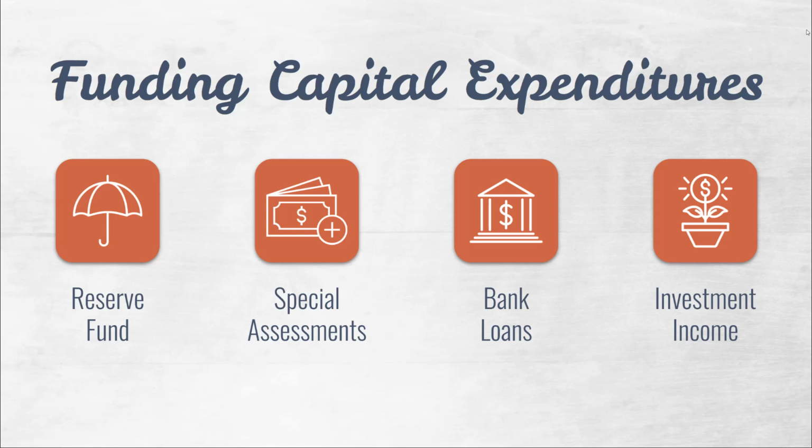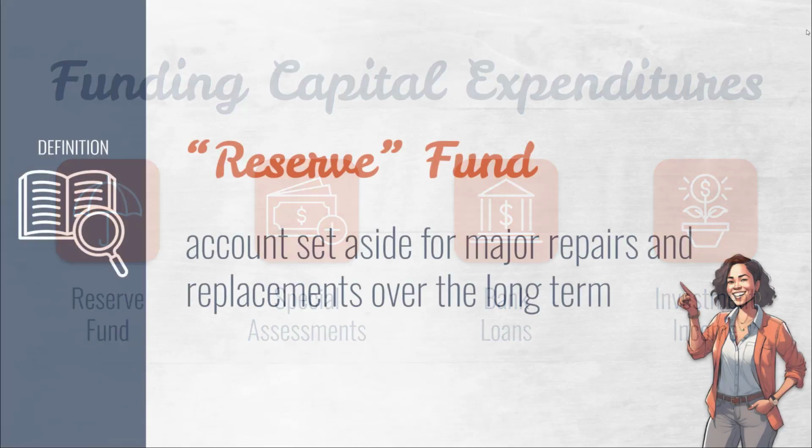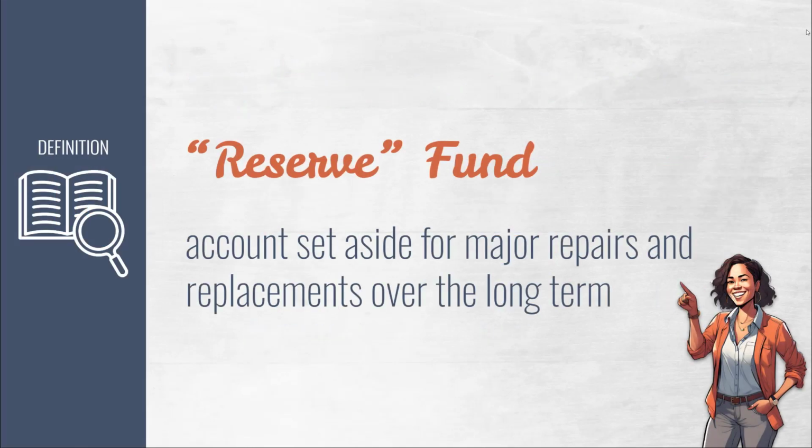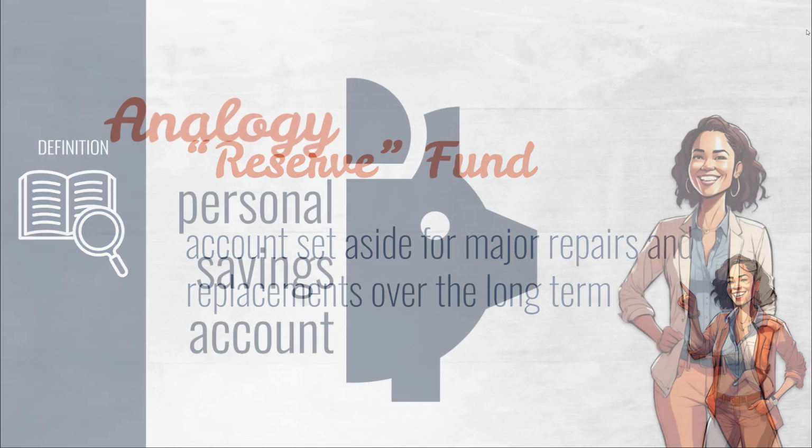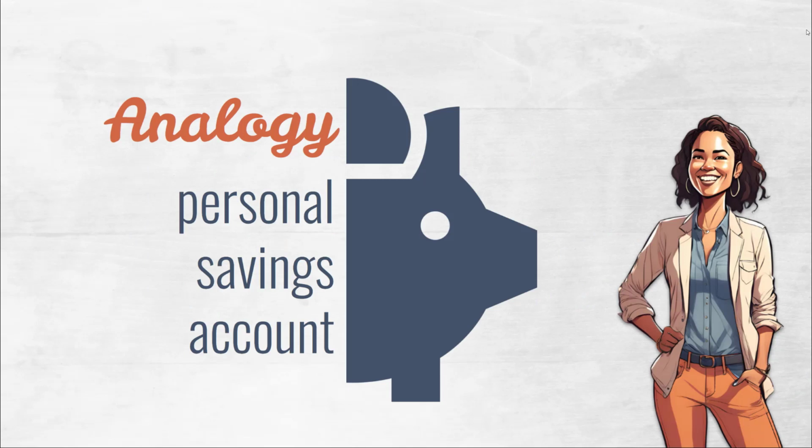That brings us to a crucial part of our financial picture: our reserve fund, which is a separate account set aside for major repairs and replacements over the long term. You can think of our reserve fund as a savings account for our community. It's money that we set aside specifically to pay for major repairs and replacements down the road. By putting aside a little bit of money each month, we can build our financial reserves and thus avoid special assessments when those major projects come up.